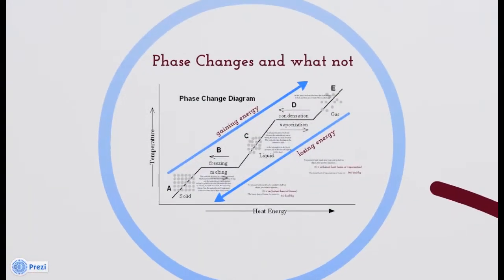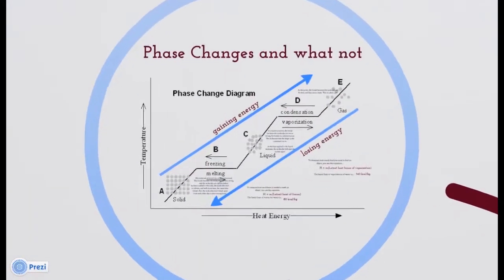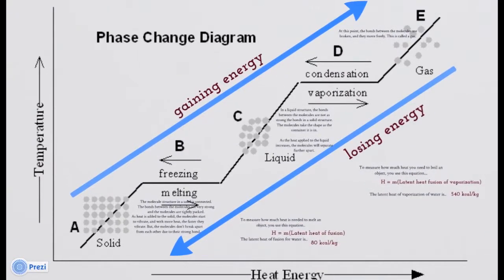Thermal energy, phase changes and whatnot. This is a phase change diagram. As a solid goes to a liquid to a gas, it is gaining energy. As a gas goes to a liquid to a solid, it's losing energy.